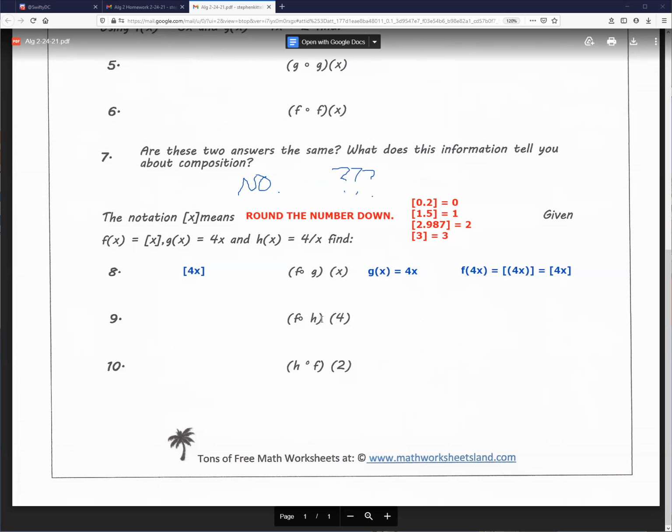F of h of 4, right, our inside function is h of 4, which is 4 over whatever, and the whatever is 4, so 4 over 4 is 1. And then f of the inside is bracket 1. Well, if you round down 1, 1 is a whole number, so it just stays 1.